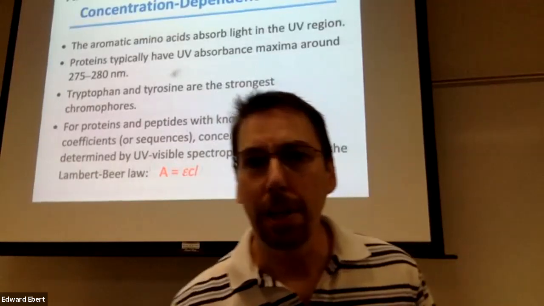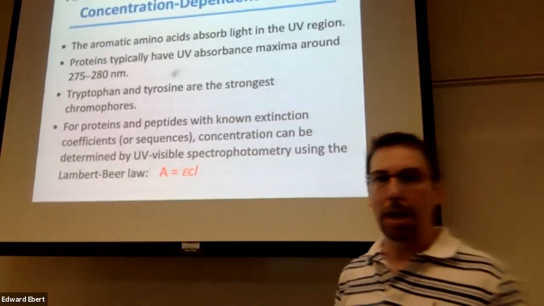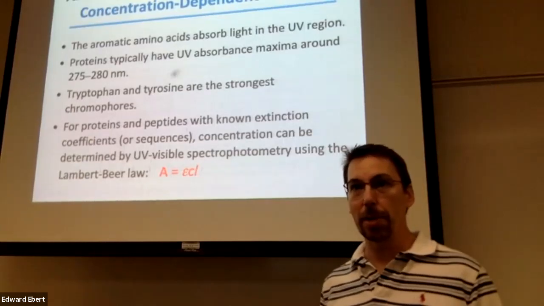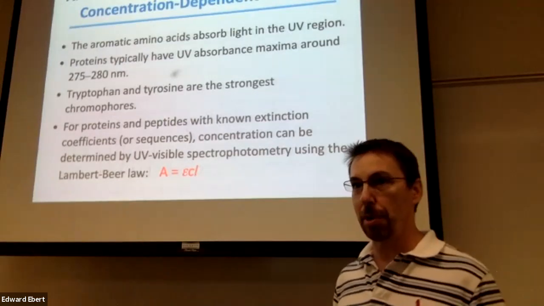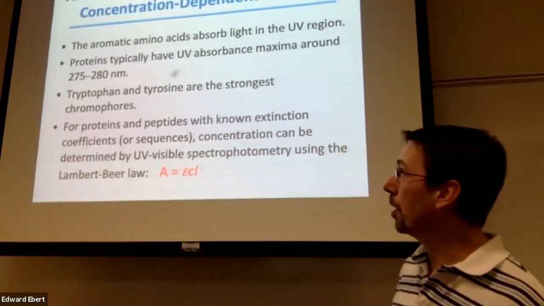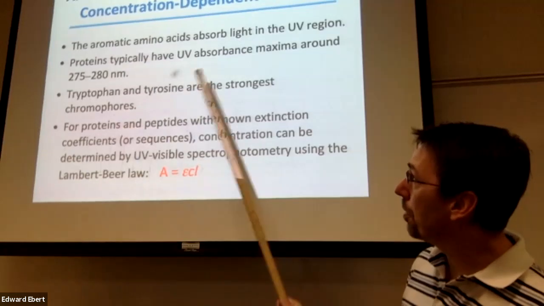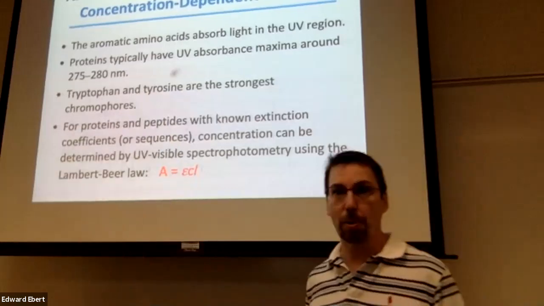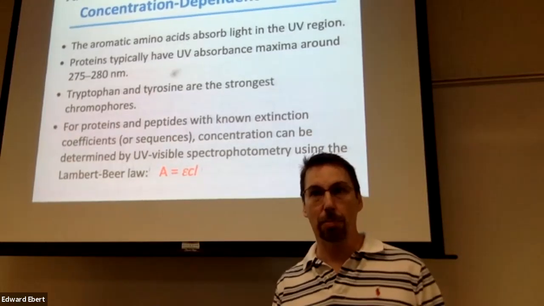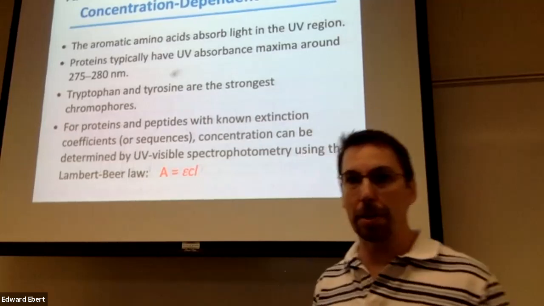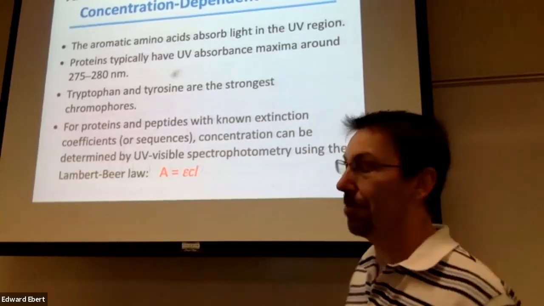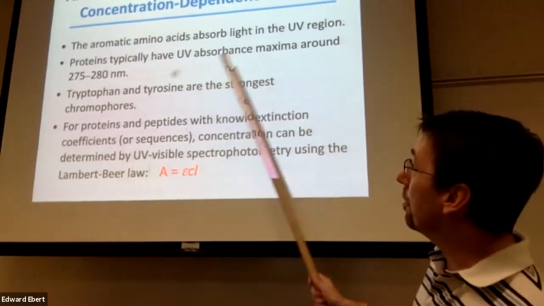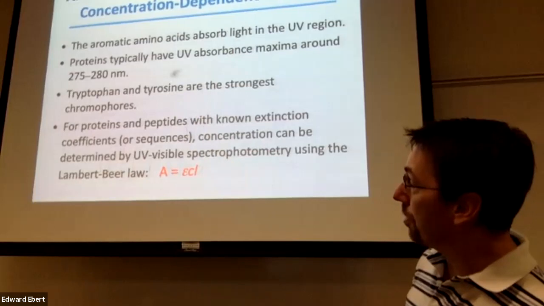All right. We can also look at the way our proteins absorb light. If we look at our aromatic amino acids, we've got those ring structures, right? We've got a lot of conjugated p orbitals, pi bonds up there. So they're going to absorb UV light. Our proteins are typically going to absorb somewhere around 275 to 280. So we're looking primarily at tryptophan and tyrosine, with phenylalanine in there a little bit. But typically we're looking at 275 to 280. Tryptophan and tyrosine are the strongest ones.